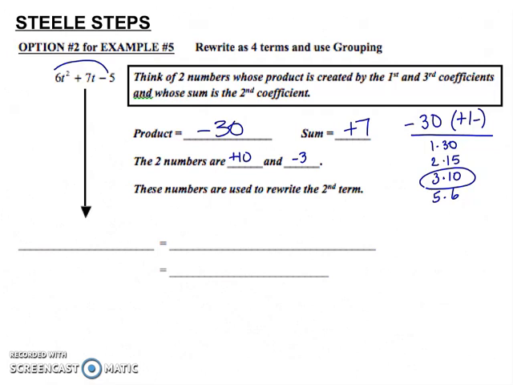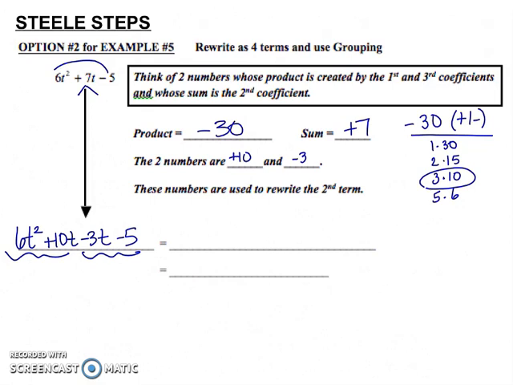Okay? So now we're going to take that pair and we're going to split that middle term apart into 3 pieces. We're going to have 6t squared, and then we're going to have plus 10t, minus 3t, and minus 5. Now, you could totally write negative 3t and positive 10t. The order of the middle 2 doesn't matter as long as you have the signs correct. And now we are going to factor by grouping.